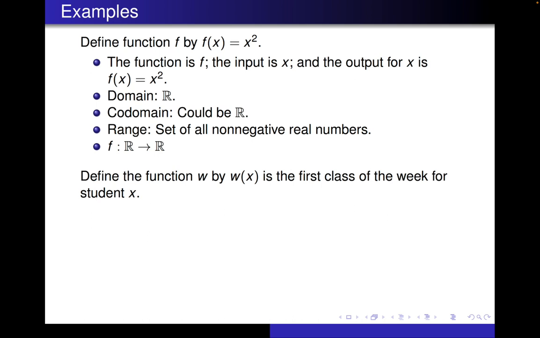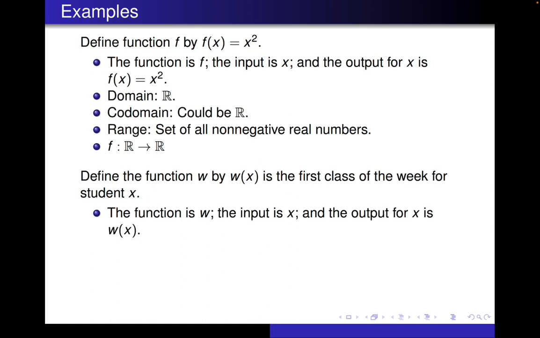But what you do is you give w a student, and w gives you back the first class of the week for that student. All right, so our function is w, that's the name of it. The input is x, that's your student. The output for x is w of x, that's your first class of the week for that student x.